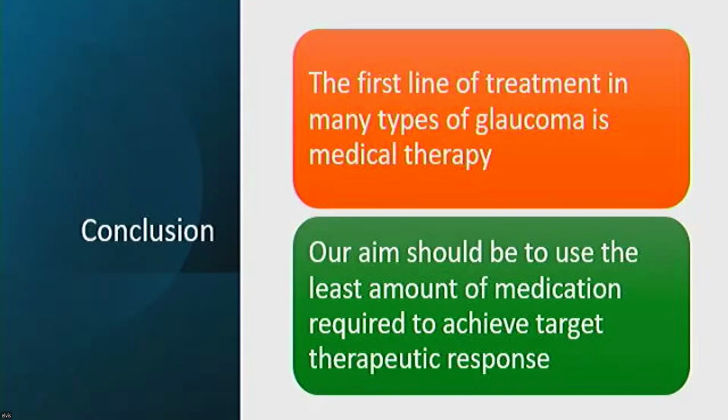So in conclusion, the first line of treatment in many types of glaucoma is still medical therapy. Our aim in using these medications should be to use the least amount of medication that will give the patient the required therapeutic response, that is, exposing them to minimal side effects, minimal preservatives and things like that.